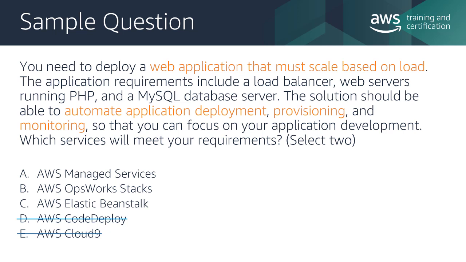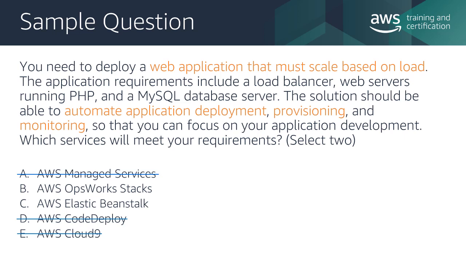Three options left: managed services, OpsWorks stack, Beanstalk. Get rid of option A, AWS managed services. It can deploy the cloud infrastructure, but it does not manage installation, configuration, or monitoring of the applications, just the infrastructure itself. What does that leave us? It leaves B and C, which in both cases can automate deployment, provisioning, and monitoring of the application itself.